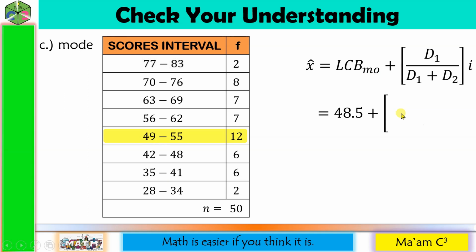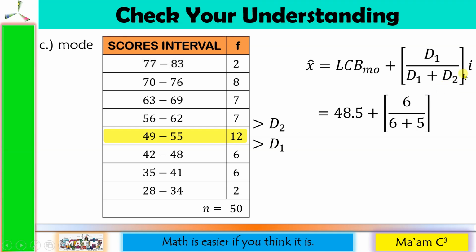Plus, open bracket, D sub 1 is the highest frequency minus the frequency of the next lower class. The next lower class to 49 to 55 is 42 to 48. So this is our D1. 12 minus 6 is equal to 6. Divided by, let us copy D sub 1, that is 6. And then we have here plus D sub 2, the highest frequency minus the frequency of the next upper class. The next upper class from the modal class is 56 to 62. So this will be our D sub 2. 12 minus 7 is equal to 5.